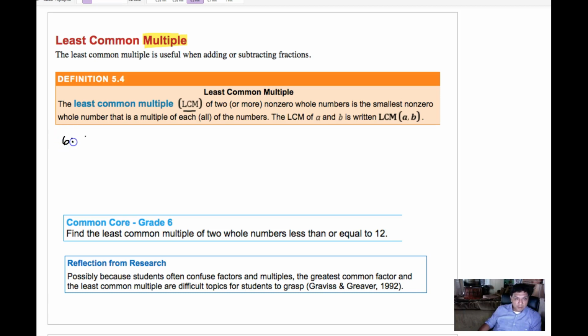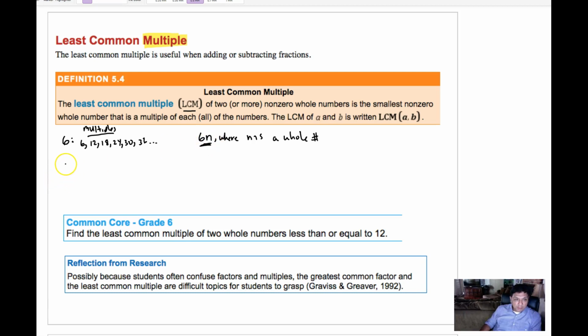If 6 is our number, the multiples, that's different than factors. The multiples of 6 are 6, 12, 18, 24, 30, 36, and then going on in that pattern. So the multiples of 6 can be represented by 6 times n, where n is a whole number. That's what we're talking about in multiples. A multiple is created from a multiplier.